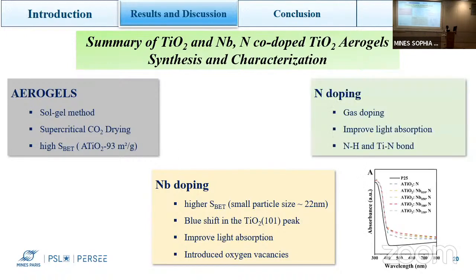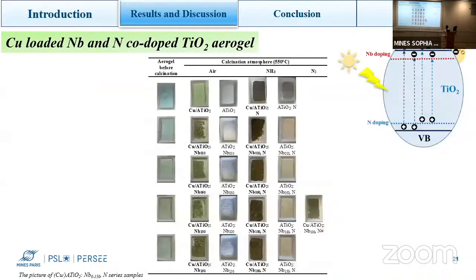With niobium doping, it improved light absorptivity, and niobium doping also introduced oxygen vacancies. And then with nitrogen doping, we're using gas doping to achieve nitrogen doping. Nitrogen doping also improved the light absorptivity, and from XPS, we observed the nitrogen-hydrogen bond and titanium-nitrogen bond. After that, we tried to load our catalyst, copper. As we present here, after we use niobium to modify the CB and nitrogen to modify the VB, we want to modify the surface by loading copper.